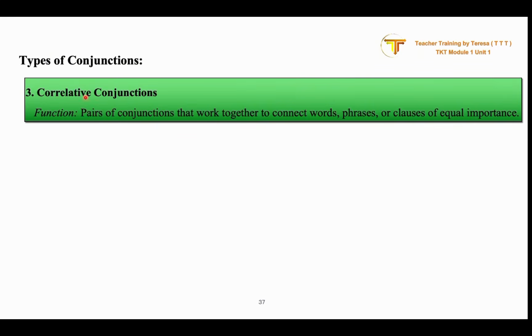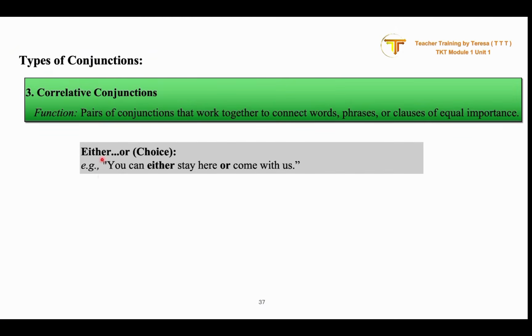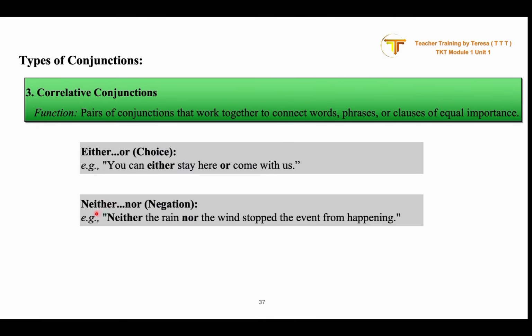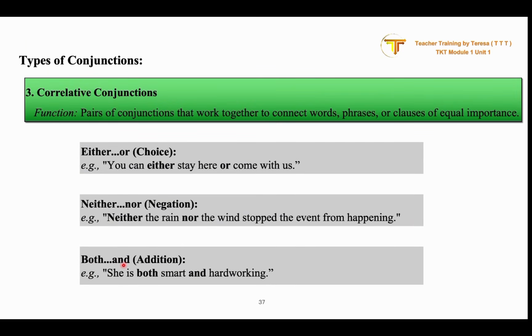3. Correlative conjunctions. Function: pairs of conjunctions that work together to connect words, phrases, or clauses of equal importance. Either, or, choice. You can either stay here or come with us. Neither, nor, negation. Neither the rain nor the wind stopped the event from happening. Both, and, addition. She is both smart and hardworking.